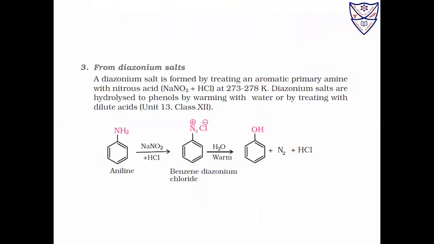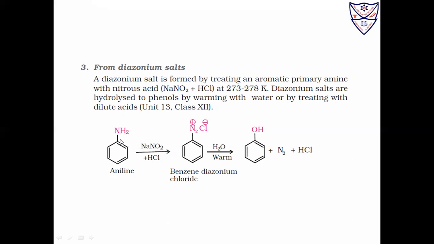From diazonium salts: let's study what a diazonium salt is. N2Cl is a diazonium salt. It is formed by treating an aromatic primary amine with nitrous acid, that is NaNO2 with HCl. NaNO2 with HCl is nitrous acid. Diazonium salts are hydrolyzed to phenol by warming with water or by treating with dilute acid.